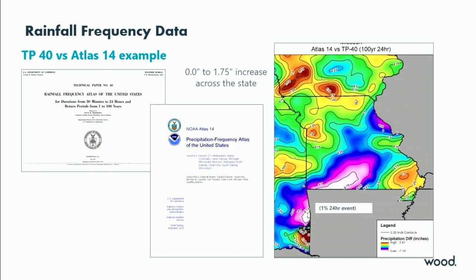This is just a quick reminder that we have updated rainfall statistics over the TP40s that was done in the 60s. On the Missouri graph here, you can see that the increases range from 0 to 1.75 inches for the 24-hour event, which is really significant if you're in that inch to inch and a half range, because that's just stacked on top of your flood depths.